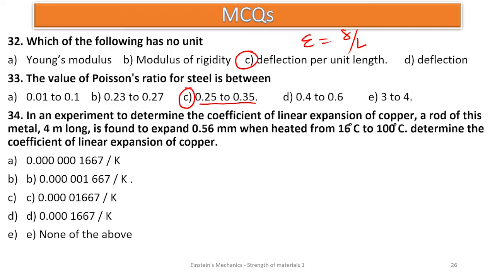Now 34. In an experiment to determine the coefficient of linear expansion of copper, a rod of metal of length 4 mm is found to expand by this when heated from 16 to 100. Determine the coefficient of linear expansivity.